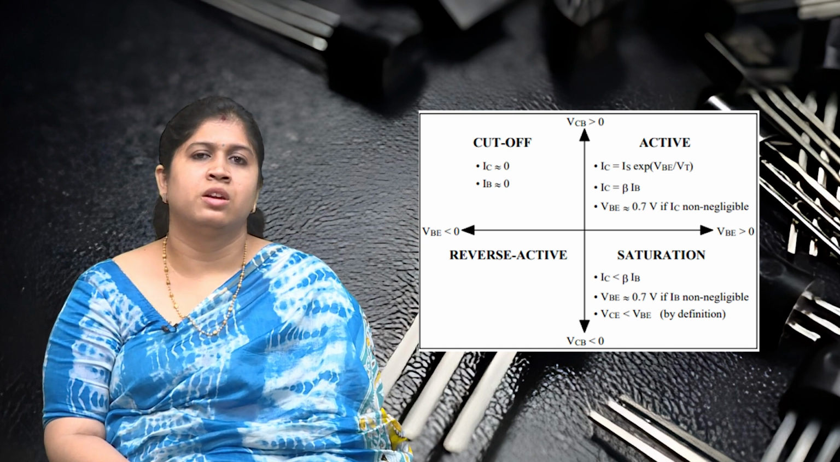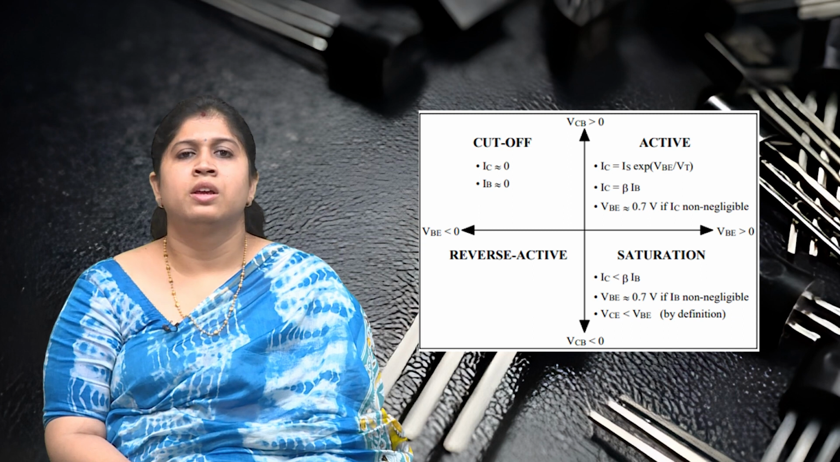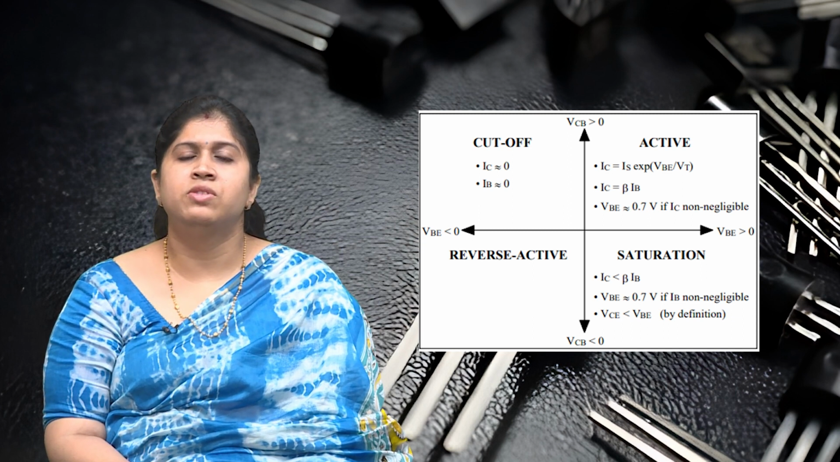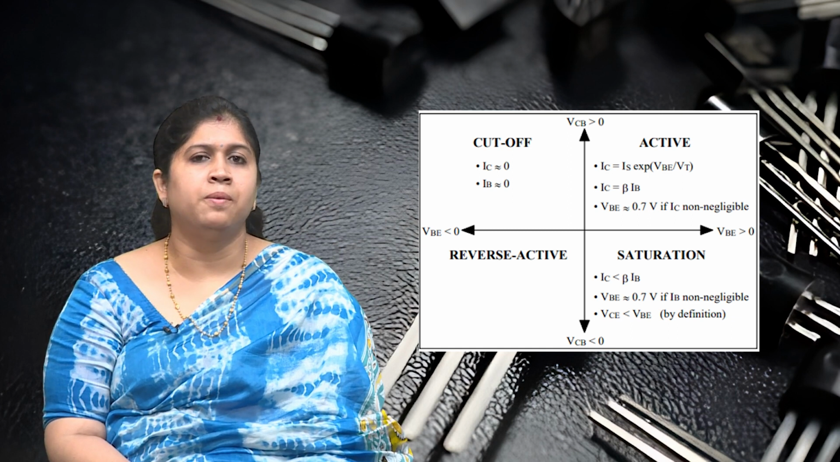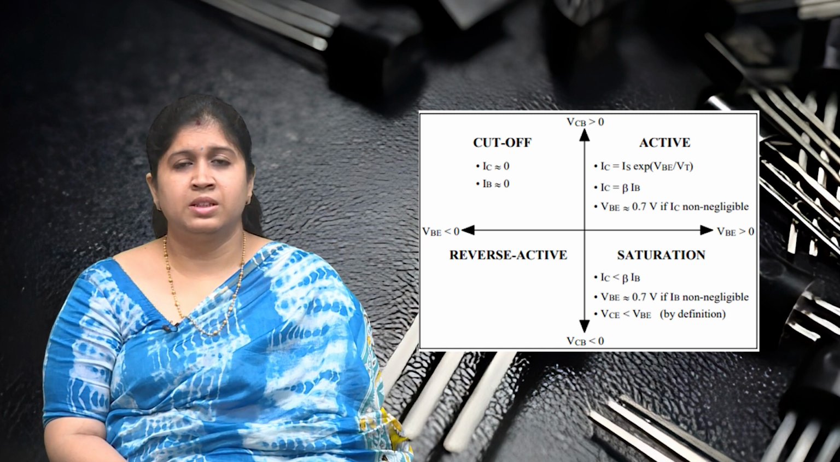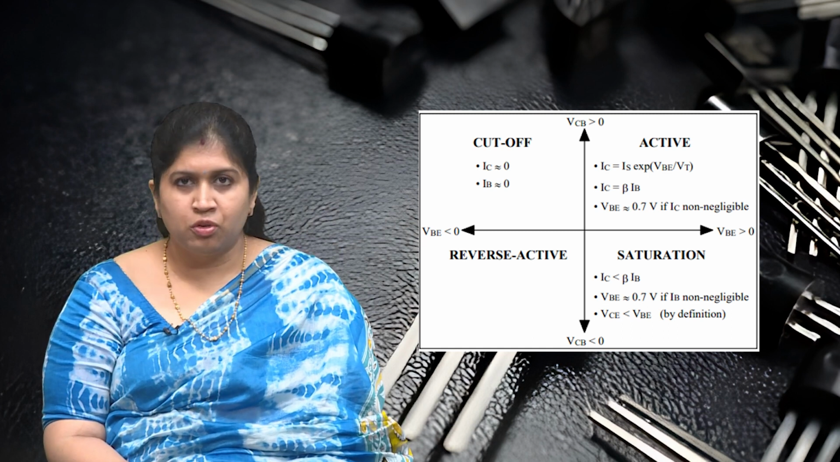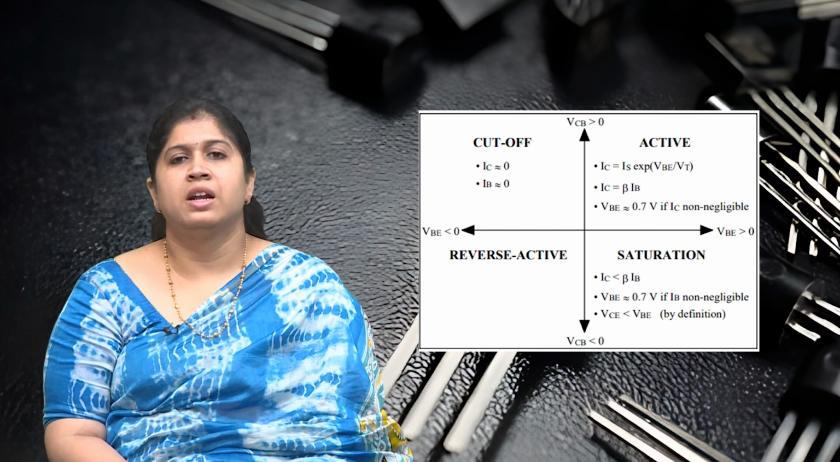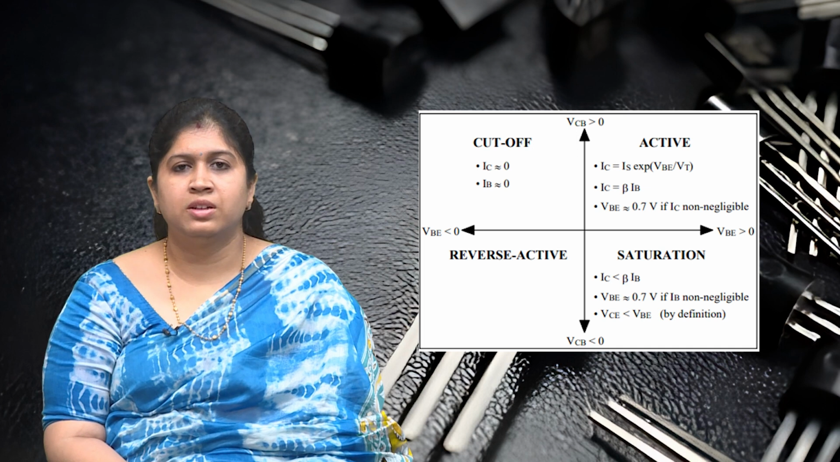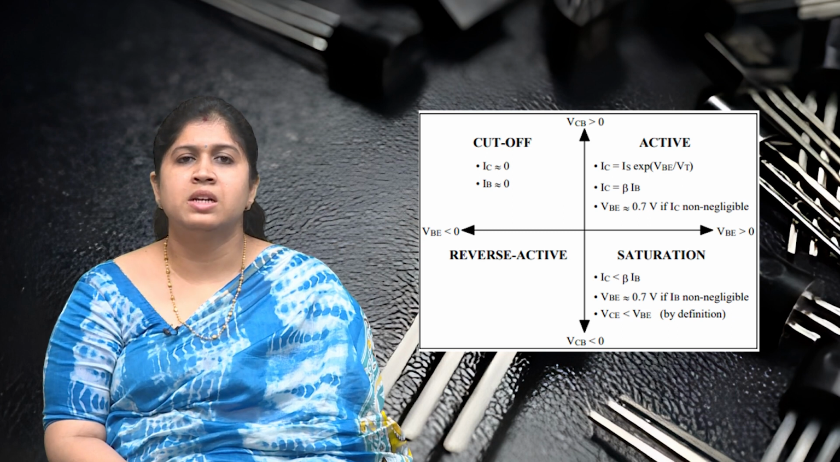By definition, for the cut-off region VBE is negative and VCB is positive and the collector current is 0. Now we can say this summary denotes the cut-off region, active region and saturation region, and last is reverse active. In reverse active VCB is less than 0 and VBE is also less than 0.